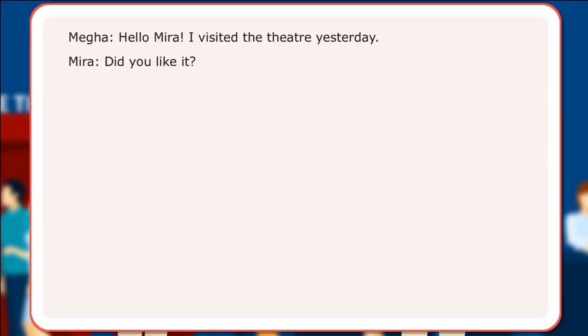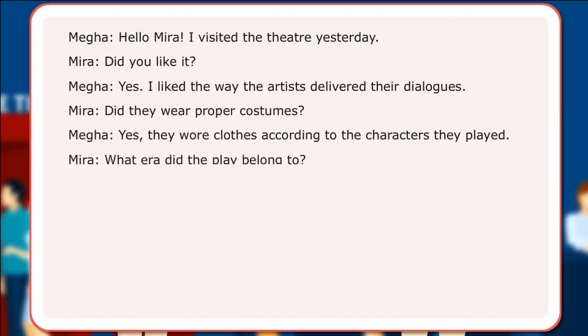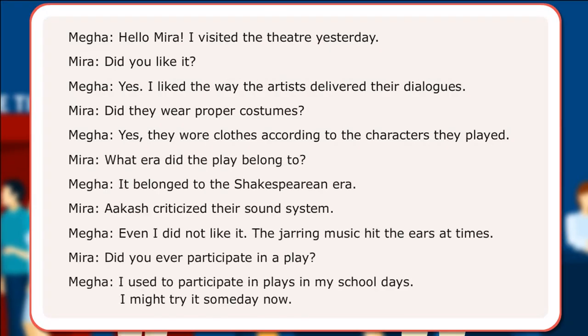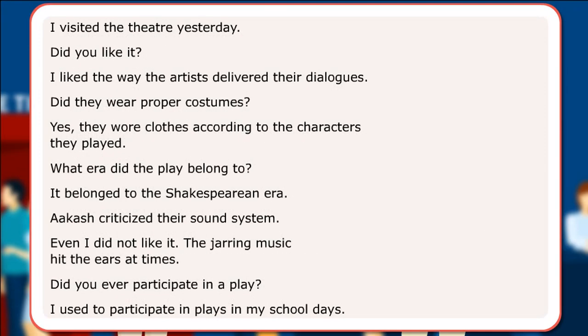In this conversation, Megha and Meera are talking about actions that happened in the past and they are not continuing at the moment. Let us understand the past simple tense in the following sentences. I visited the theatre yesterday. Simple past positive. Did you like it?